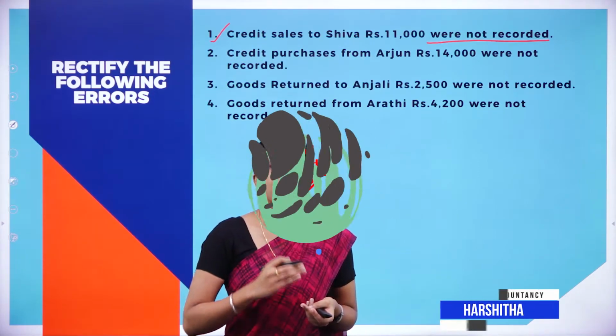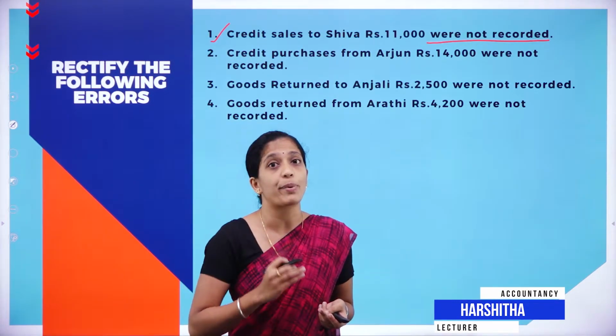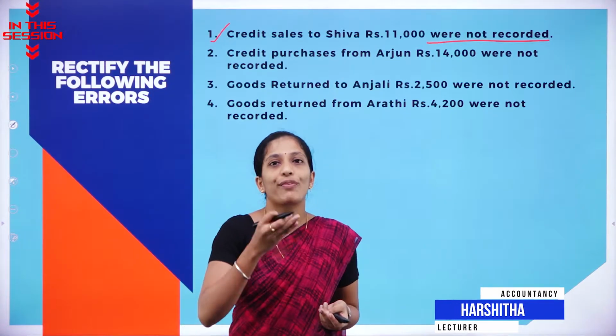So what are the types of errors? Error of omission, error of commission, compensating error, error of principal. So there are various types of errors.